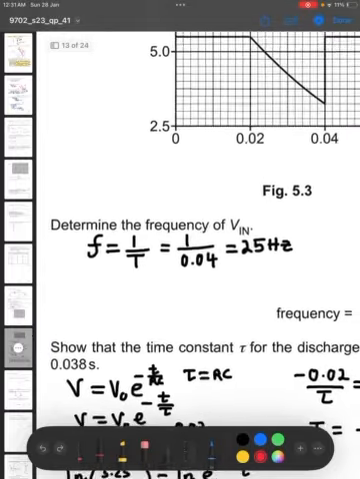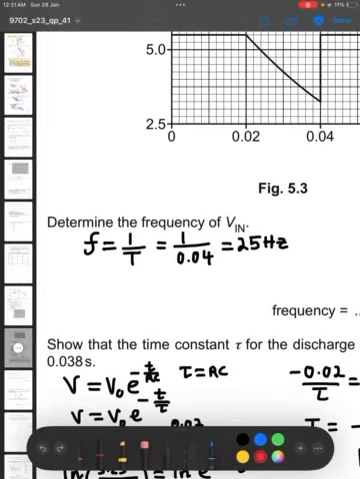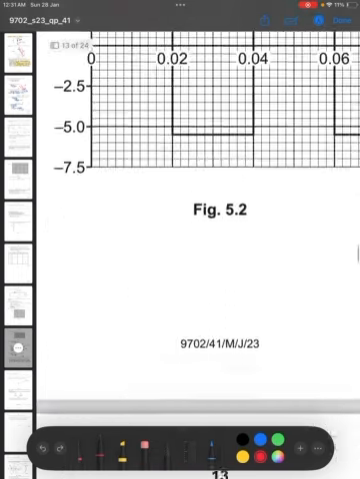Okay, so determine the frequency of V in, the voltage input. Determine the frequency of the voltage input. That's the question now. So how do we determine the frequency of the voltage input? We just go back to the voltage input here.